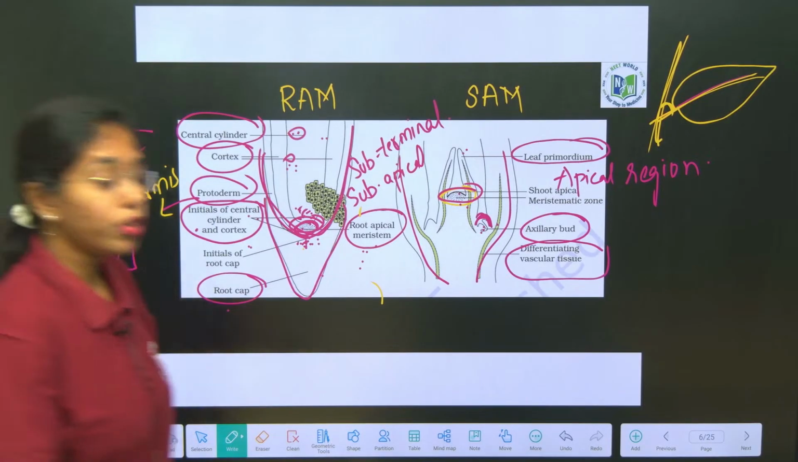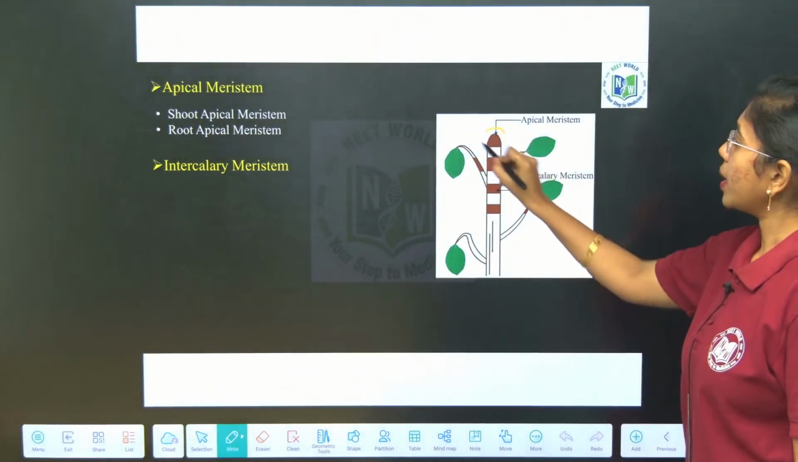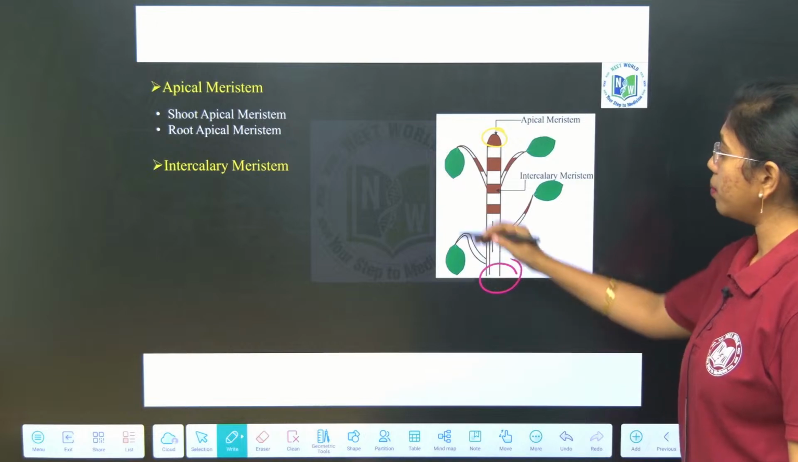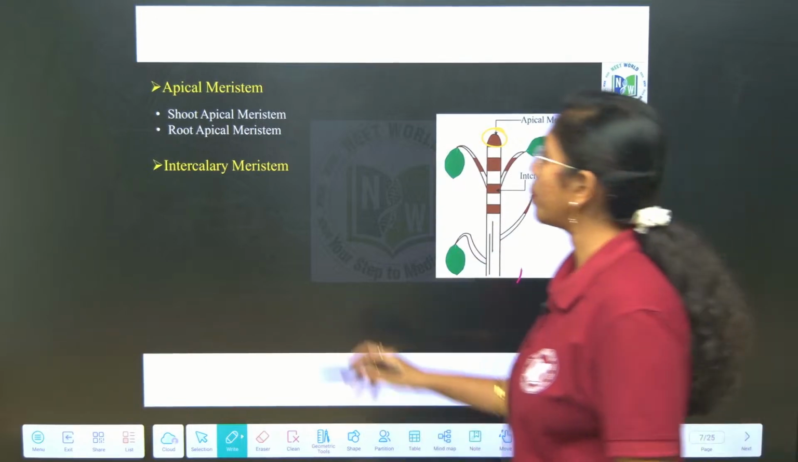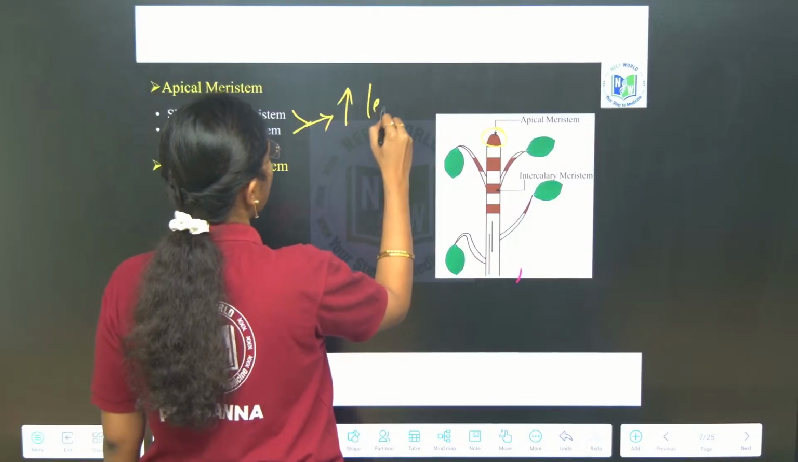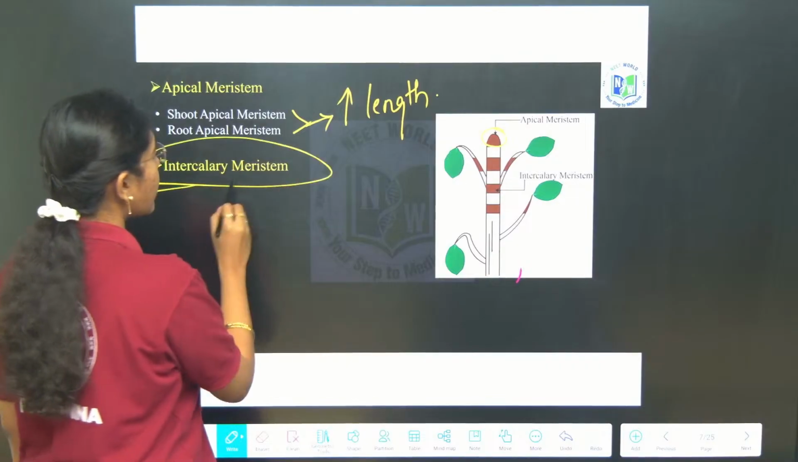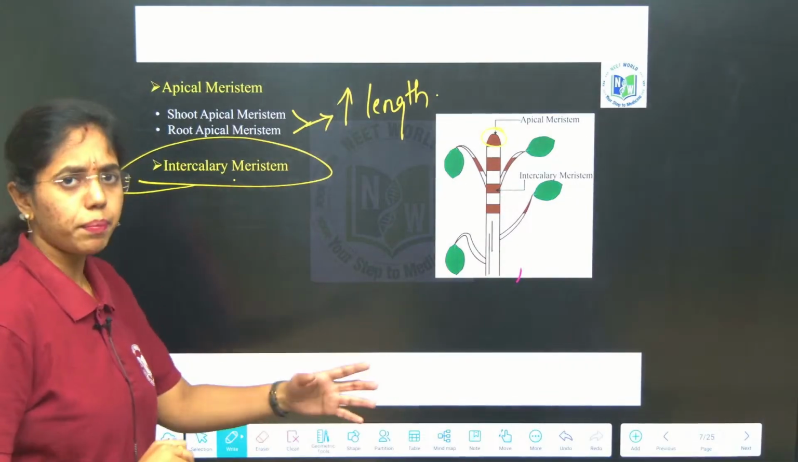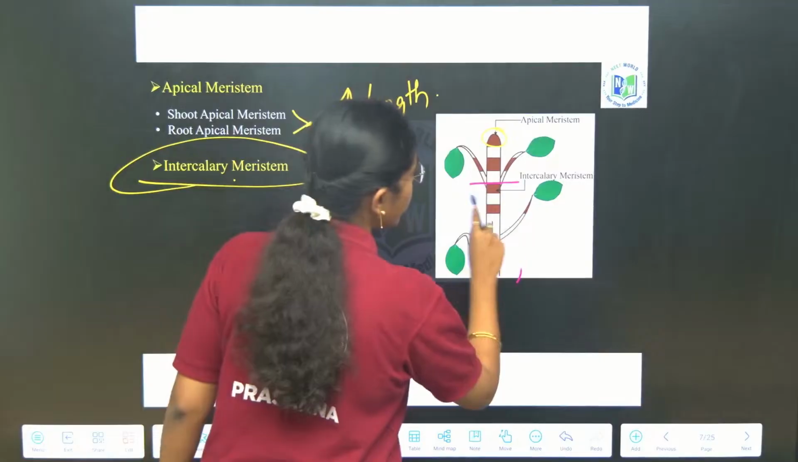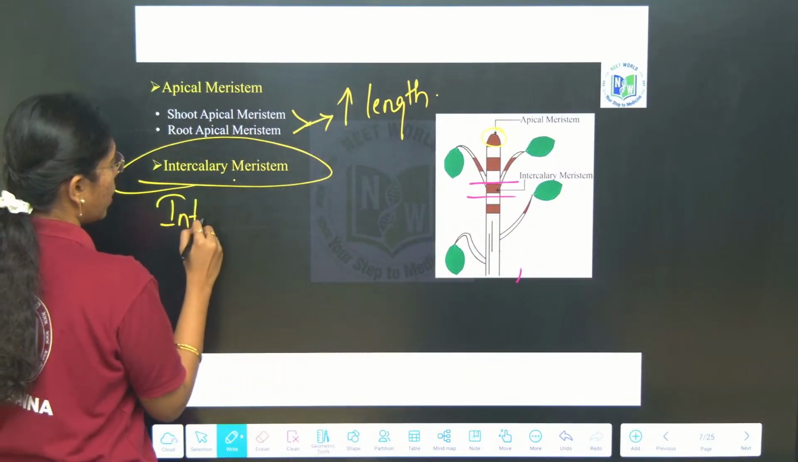Yeah. Now you see. Apical meristem, shoot apical meristem and root apical meristem. Their key activity is to increase the length of the plant. And intercalary meristem, which serves the same purpose, but it is present in between two nodes in the internodal region.